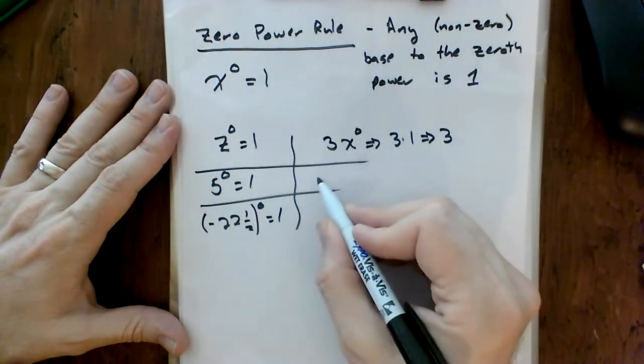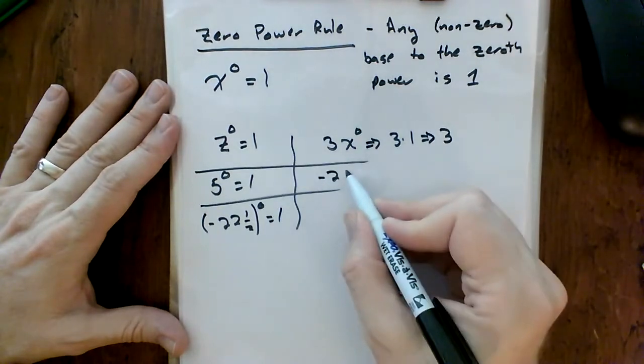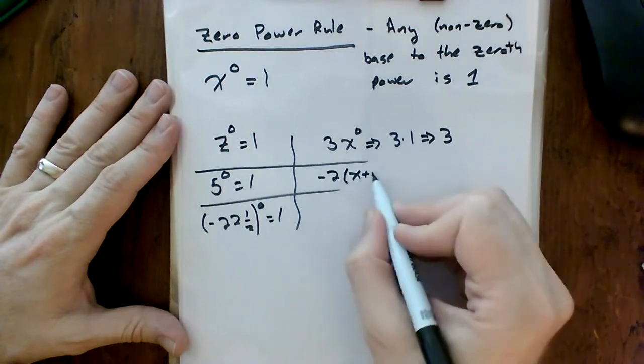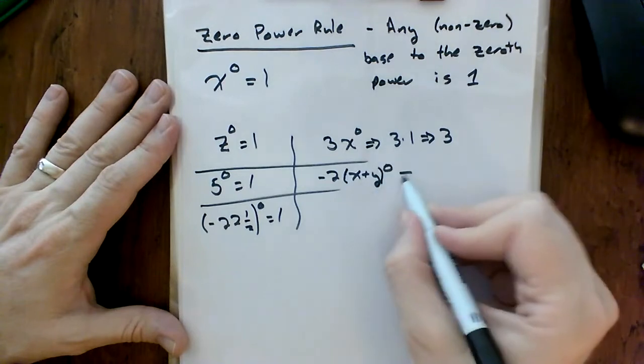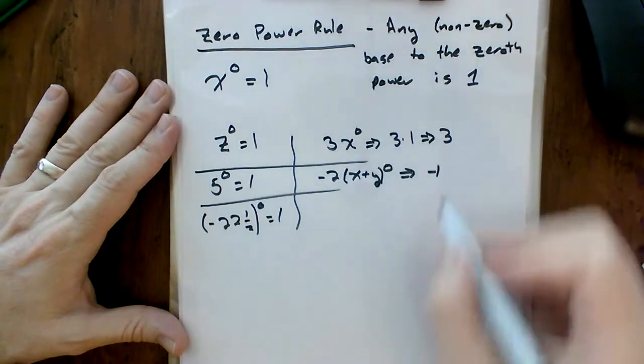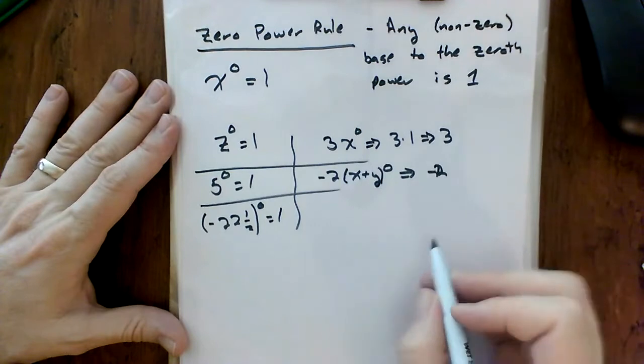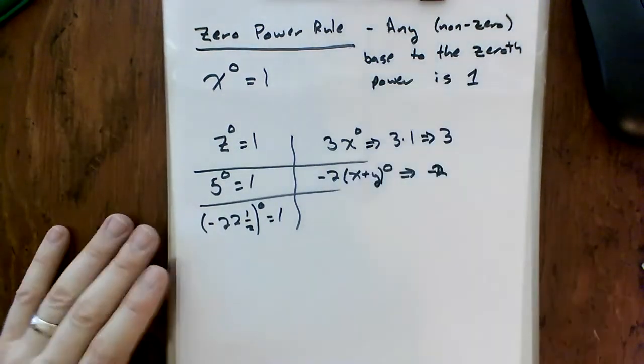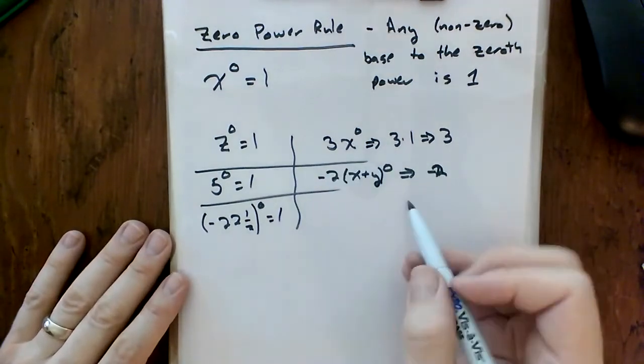If I've got negative 2 times x plus y to the 0, that's just going to be negative 2 times 1, or just negative 2. So this is the source of many dirty tricks that math teachers love to play.